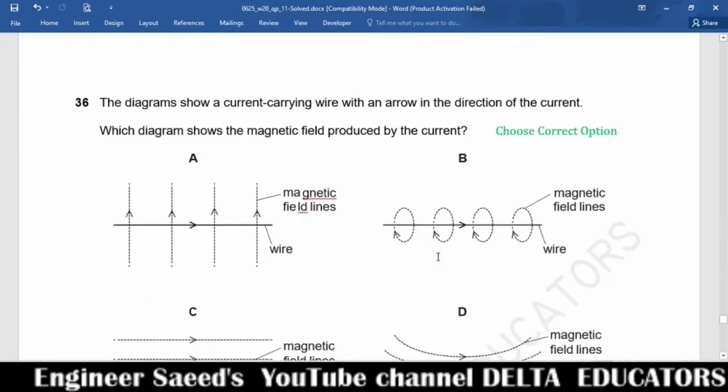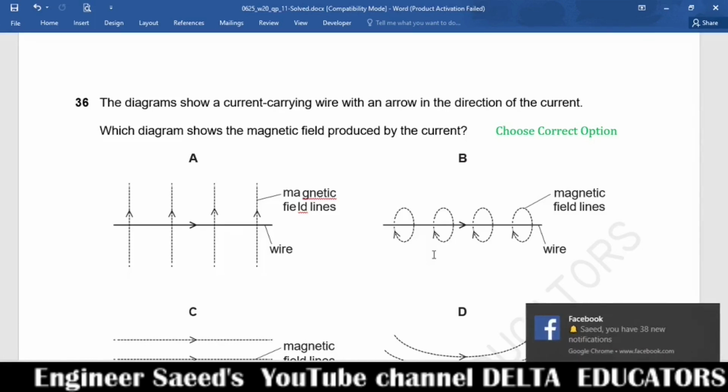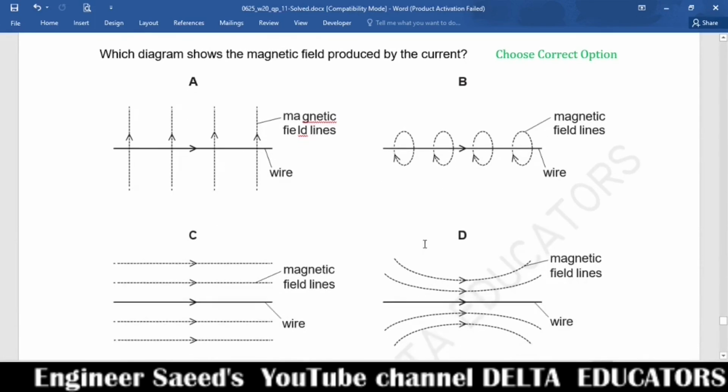Question number 37. The diagram shows a current carrying wire with an arrow in the direction of the current. Which diagram shows the magnetic field produced by the current? Here we have four options A, B, C and D. We have to find out the magnetic field produced by the current.